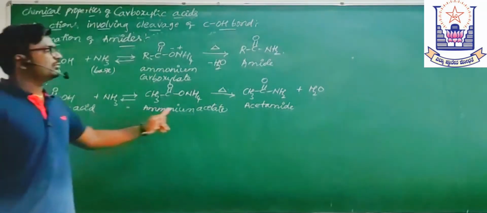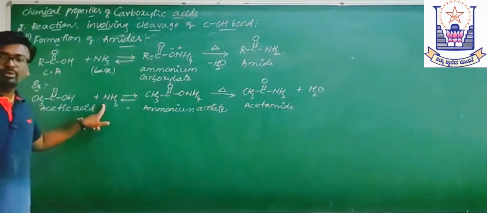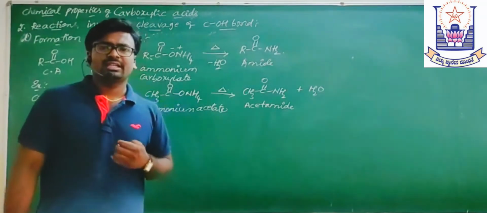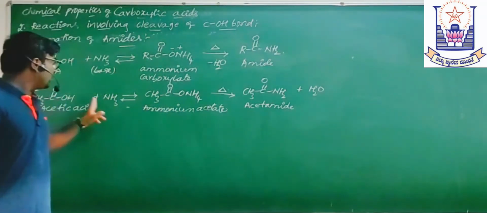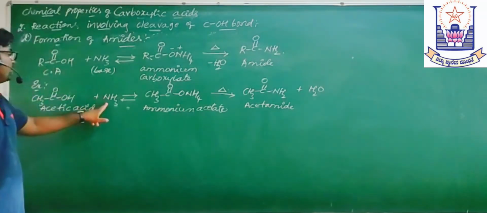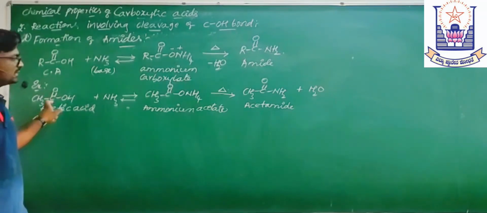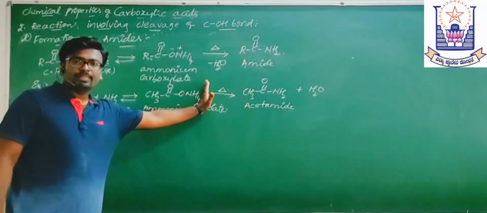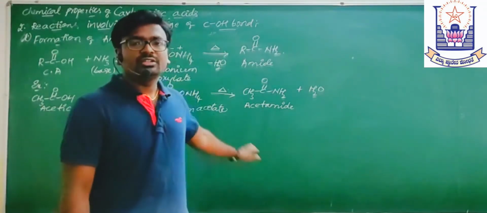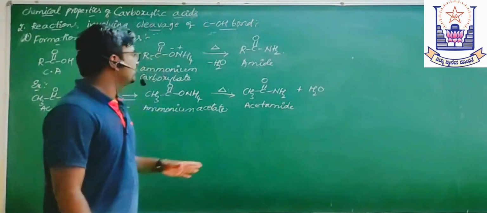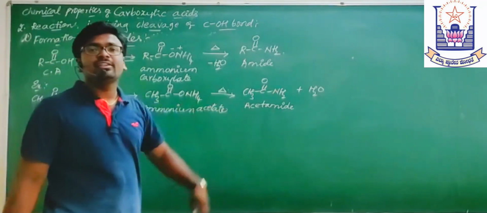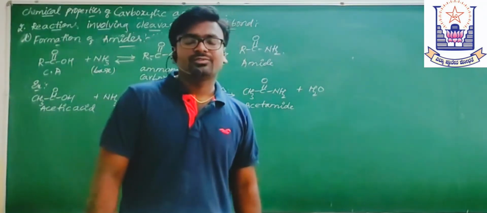Here, acetic acid is converted to acetamide by heating with ammonia. Once in the examination, the question was asked like this: explain the action of ammonia on acetic acid. One of my old students wrote that ammonia reacts with acetic acid to give ammonium acetate. Up to here only. He has not written the continuation, and he got 0 marks for that. When they ask for the action of ammonia on this acid, you have to write the entire reaction up to amide formation. Then only you will get full marks.